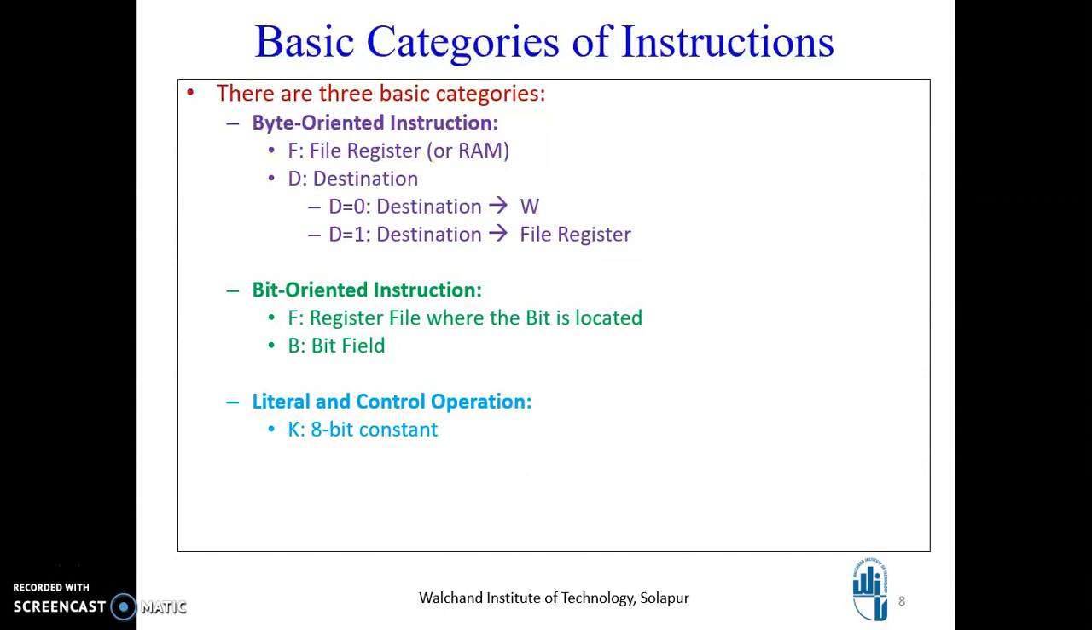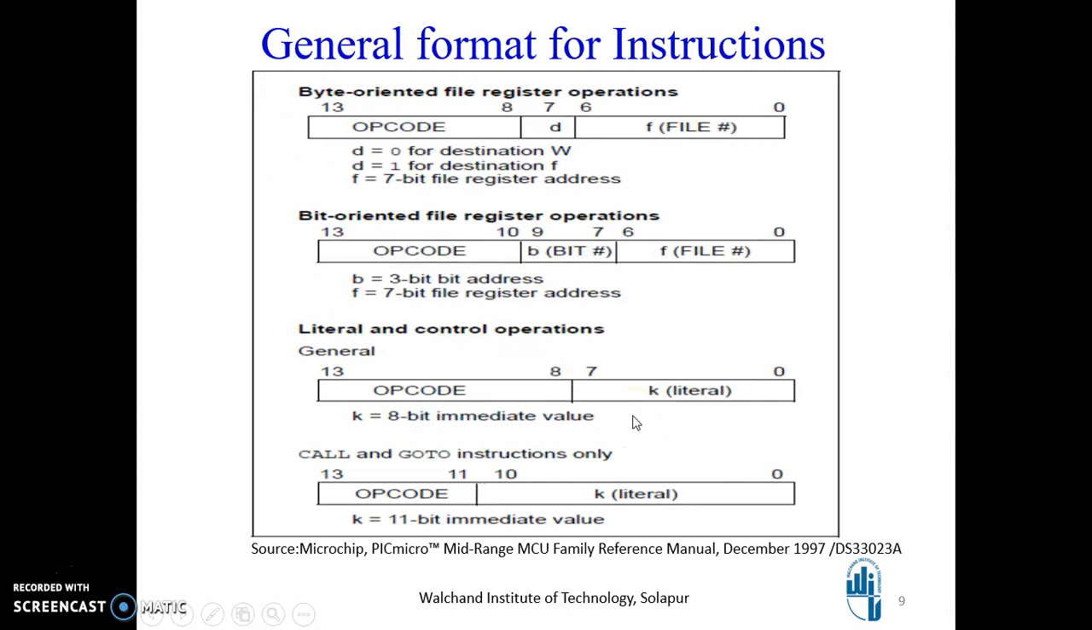Now the classification of the instruction set can be done based on 3 basic categories. One is called byte-oriented instructions, the instructions which deal with bytes. The instruction may be dealing with a bit in that particular file register, so that will be called a bit-oriented instruction. And there may be instructions which are of kind control or literal. Literal means it's like the immediate addressing mode of the microcontroller, where the data is available in the instruction opcode itself. So these are the three basic categories of the PIC microcontroller instructions.